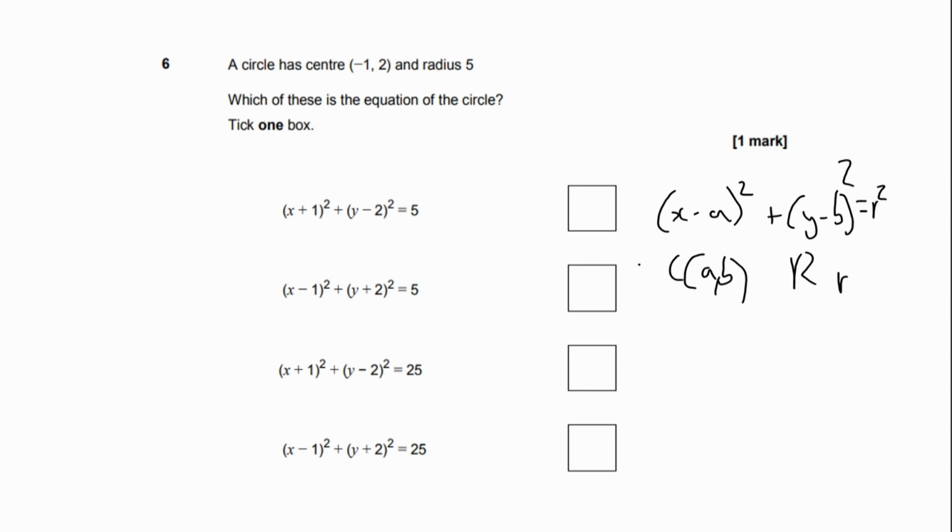Now you do that, you're going to get x minus negative 1 squared plus y minus 2 squared equals 5 squared, which should give you x plus 1 squared plus y minus 2 squared equals 25. So your answer is this.